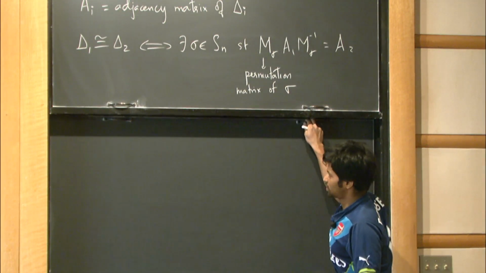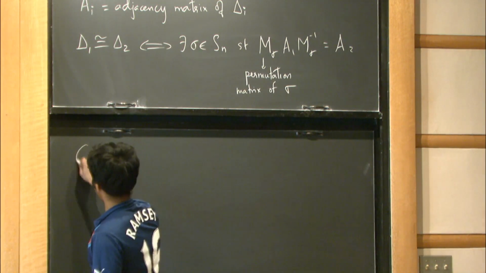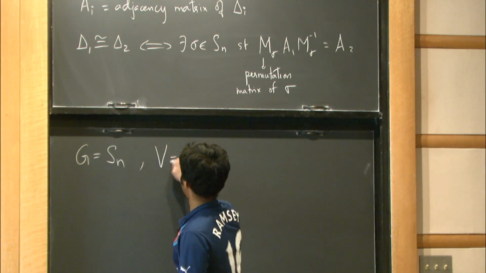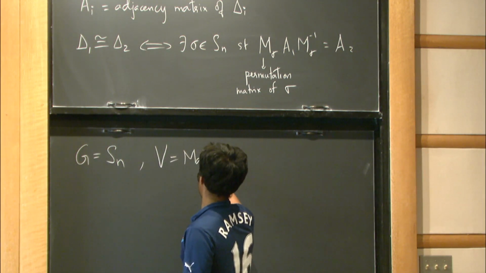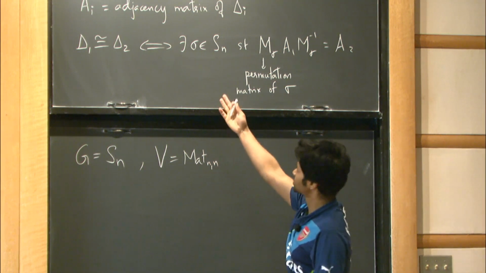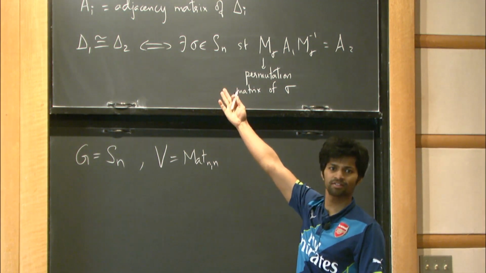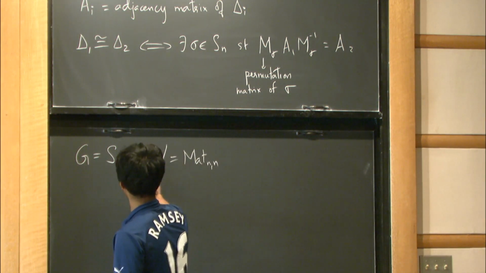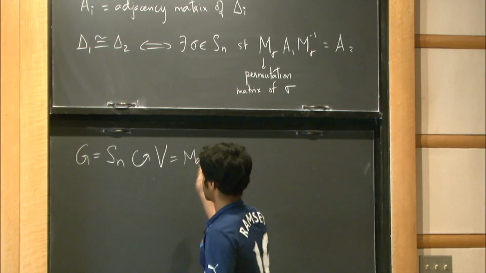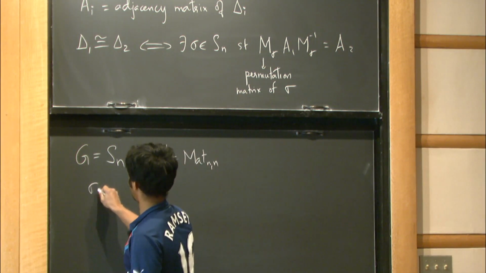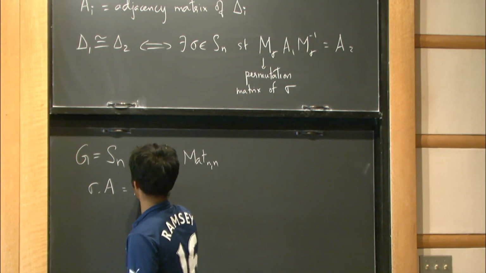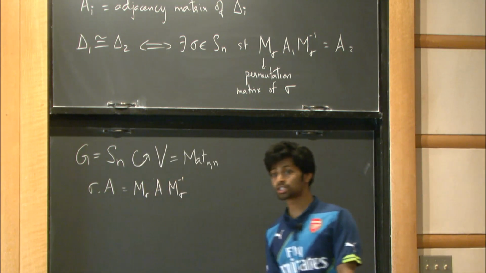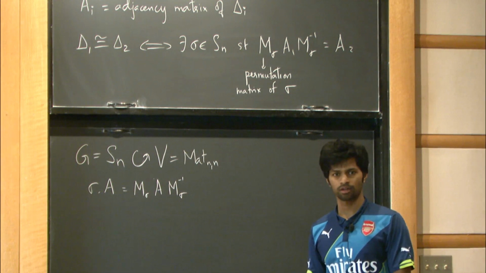Now I'm going to put this in the setting of invariant theory. So let's take my group to be the symmetric group and my vector space to be n by n matrices. And why would I do this? Because that's where my adjacency matrices live, right? They're n by n matrices. And now you have the action of this group on this vector space, which is given by precisely that. Sigma acting on A is M_sigma A M_sigma inverse. This is a group action, right?